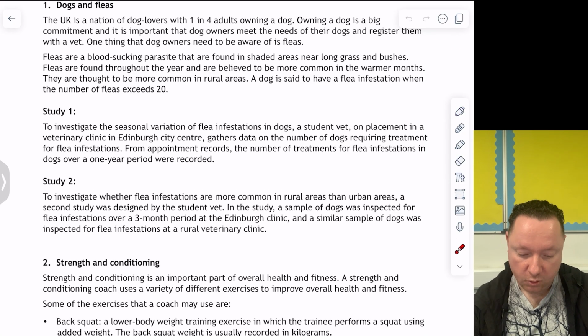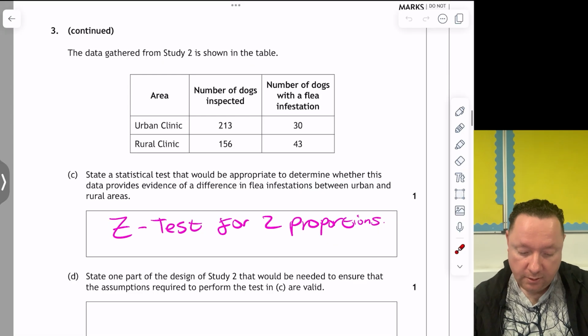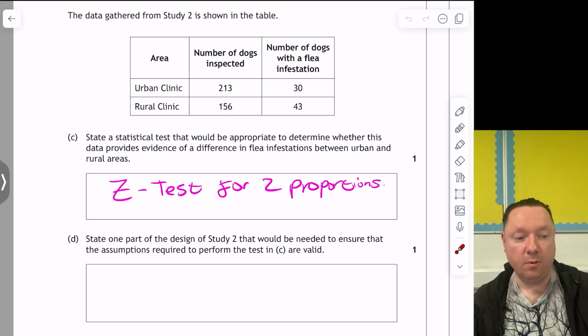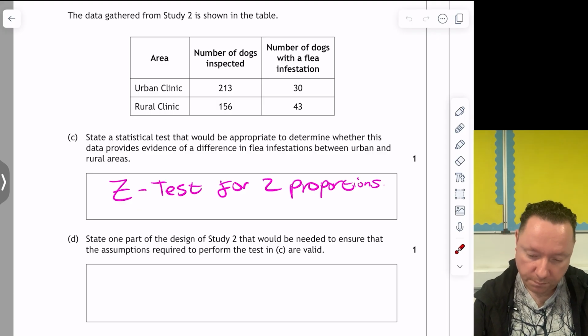So let's have a look at sample 2. Another study in the sample of dogs was inspected for flea infestations over a 3-month period at an Edinburgh clinic, and a similar sample was inspected at a rural veterinary clinic. So the 2 different places, that's excellent. State 1 part of the design of study 2 that would need to be valid to make sure the tests are valid. Well, make sure it's a random sample of dogs. So samples chosen randomly.